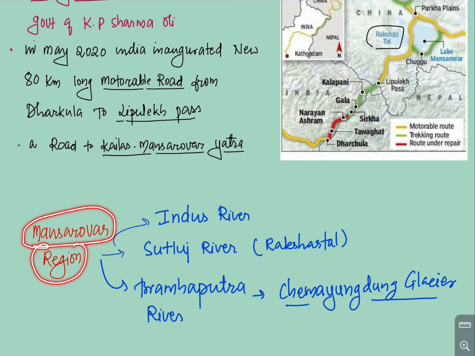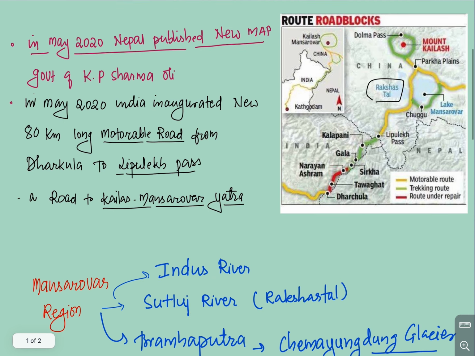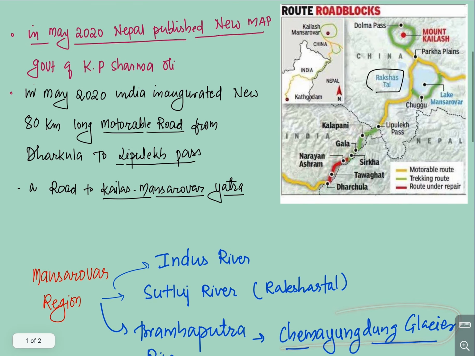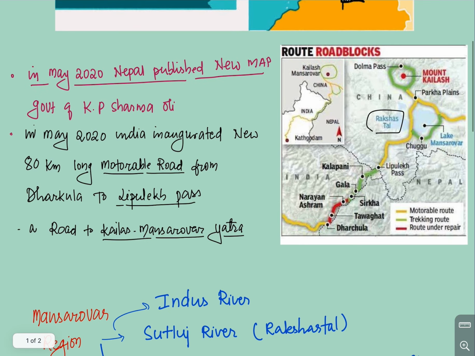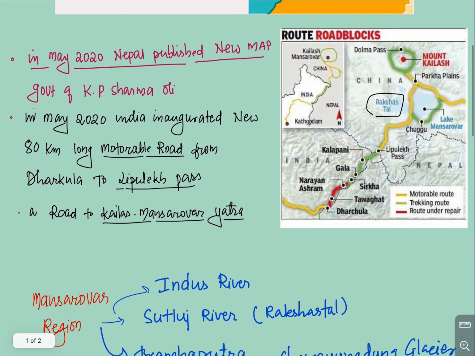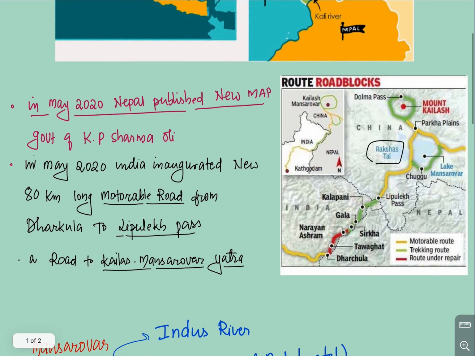Since we are discussing the Kailas Mansarovar Yatra and this motorable road, we must know that the Mansarovar region is very important, because this is the region where the river Indus originates. The Satluj river originates in Rakshasthal near Mansarovar, and the Brahmaputra river originates near the Chemayungdung glacier near Mansarovar lake itself. So Mansarovar lake is important from India's perspective, and it is also important for the India-Nepal relationship, right? You must know that Mansarovar and Mount Kailas have never been part of India. This is according to Google sources. It has always been part of the Tibet region of China, right? Hence India doesn't claim these areas.